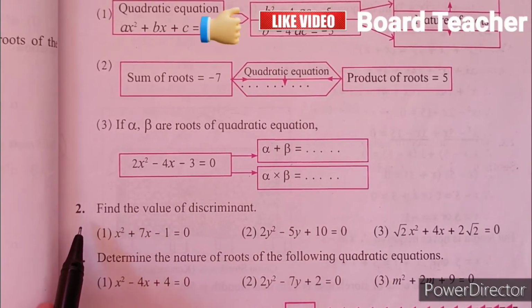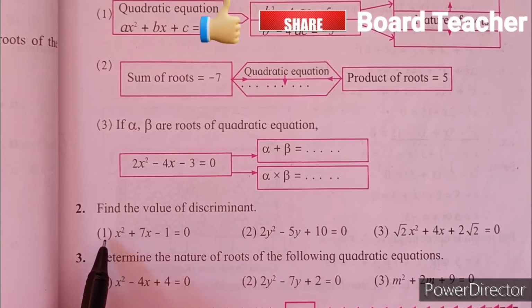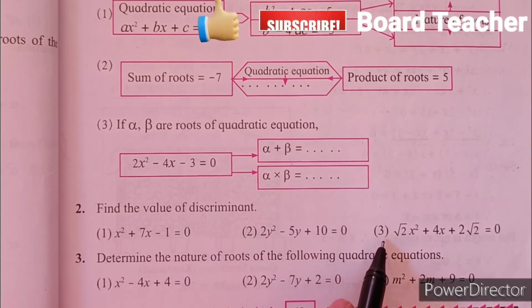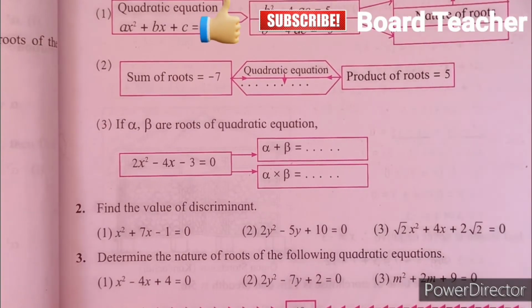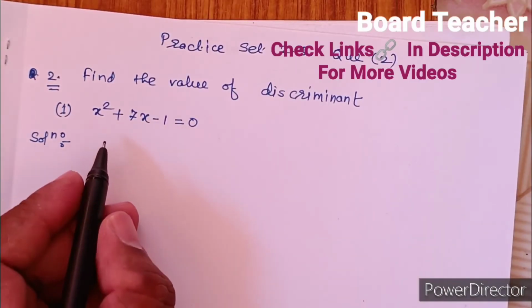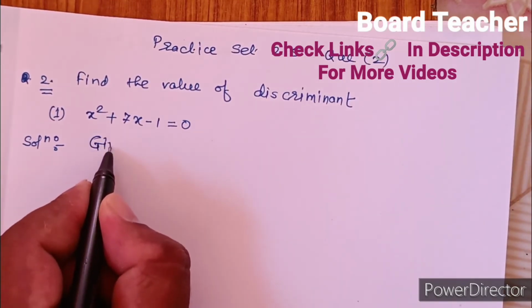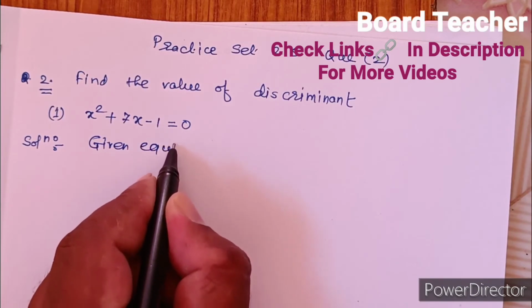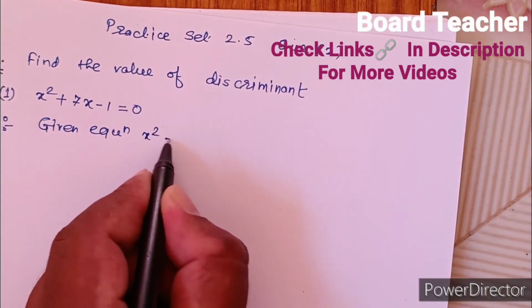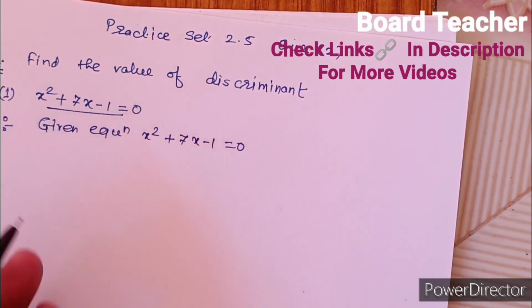Now coming to question number 2, that is find the value of discriminant. There are sub question 1, sub question 2 and sub question 3. Now the first question is, find the value of discriminant. Here the given equation, write down the given equation as it is, which is x square plus 7x minus 1 equals to 0.